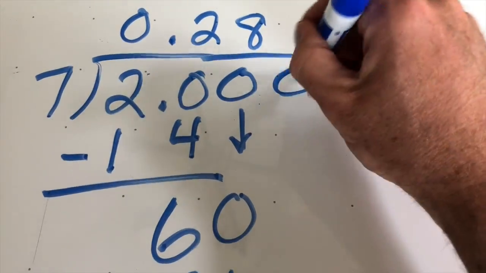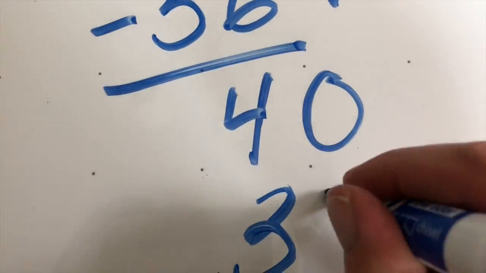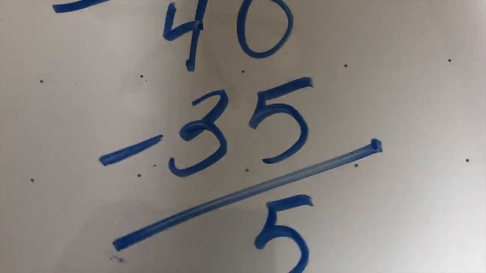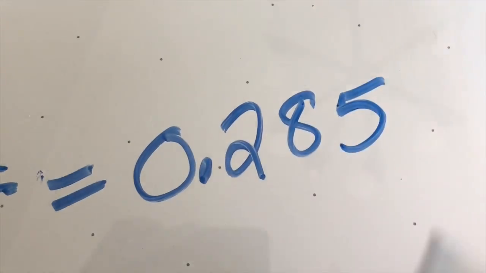We're going to need another 0. Here we go. Bring down another 0. It's 40. 7 goes into 40 5 times. 5 times 7 is 35. Subtract, 5. This could go on forever and ever. We're not going to go on forever. We're going to stop there. We're going to say that 2/7 as a decimal equals 0.285.